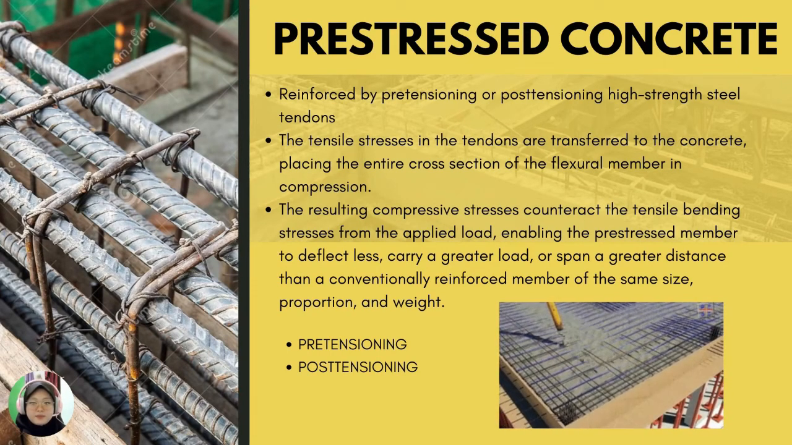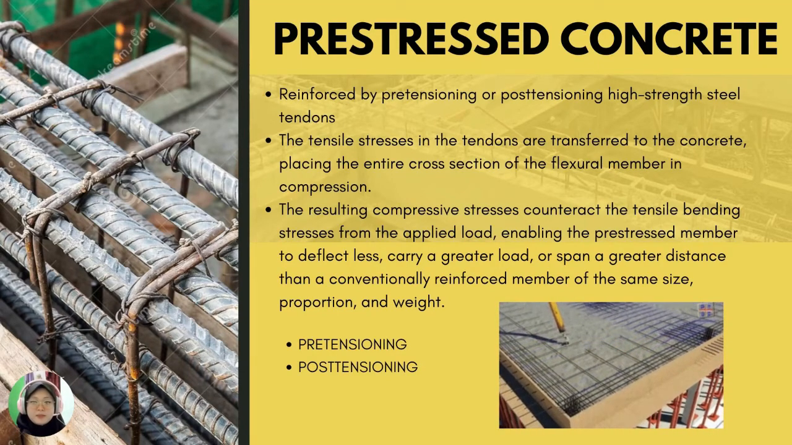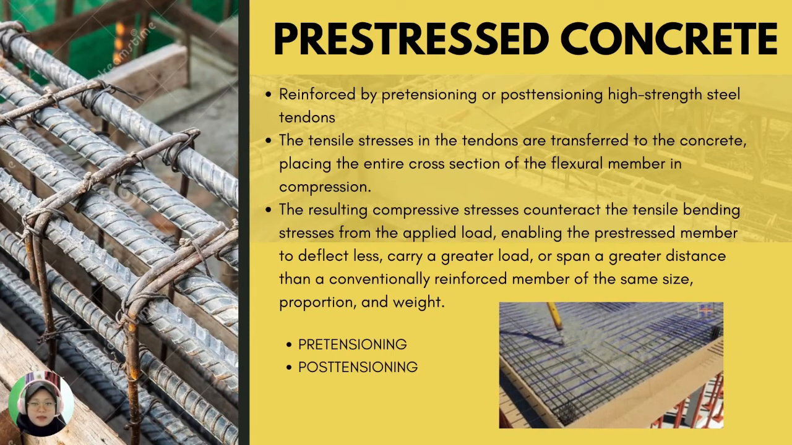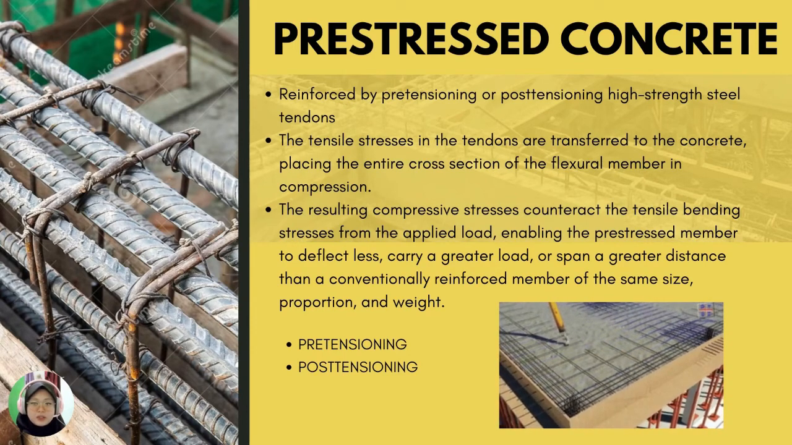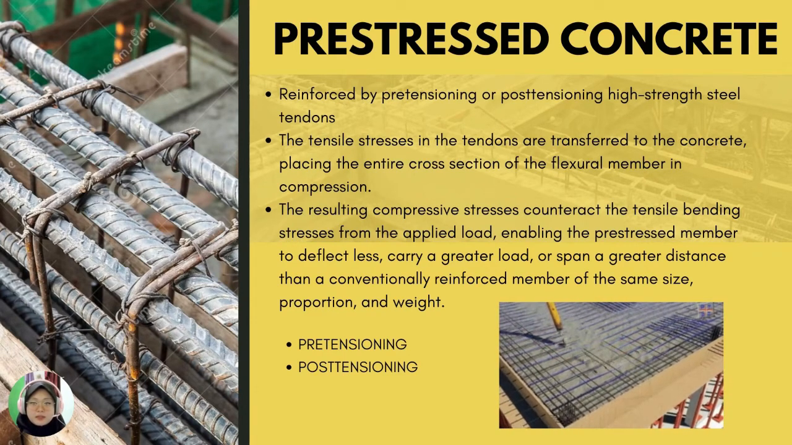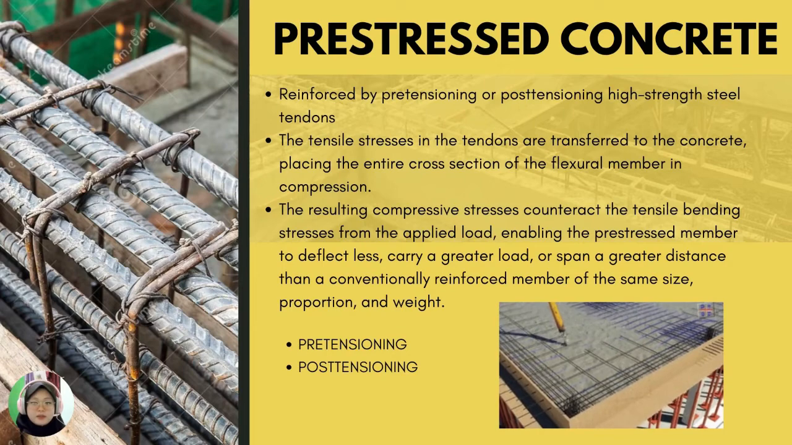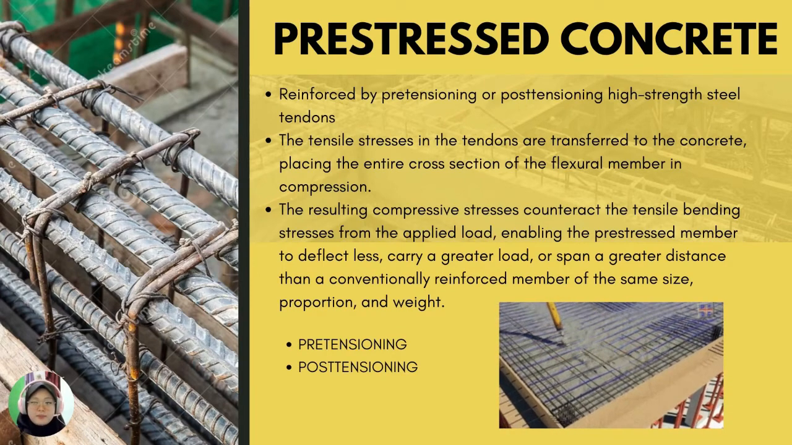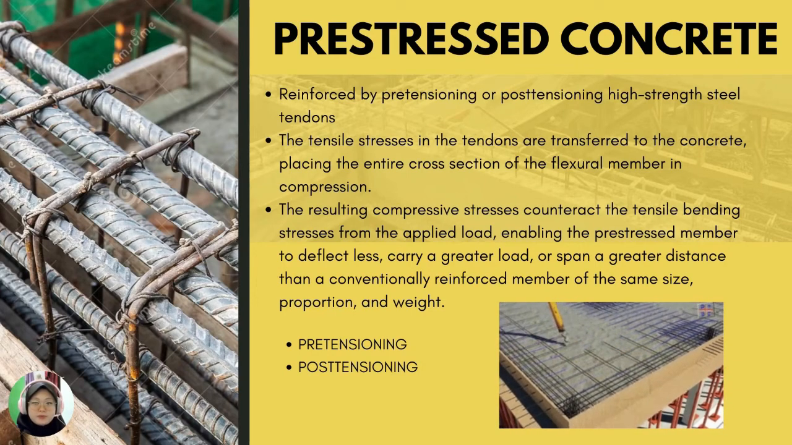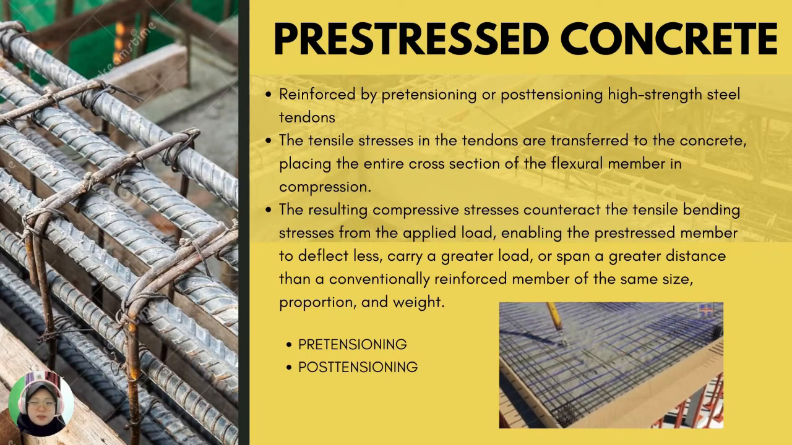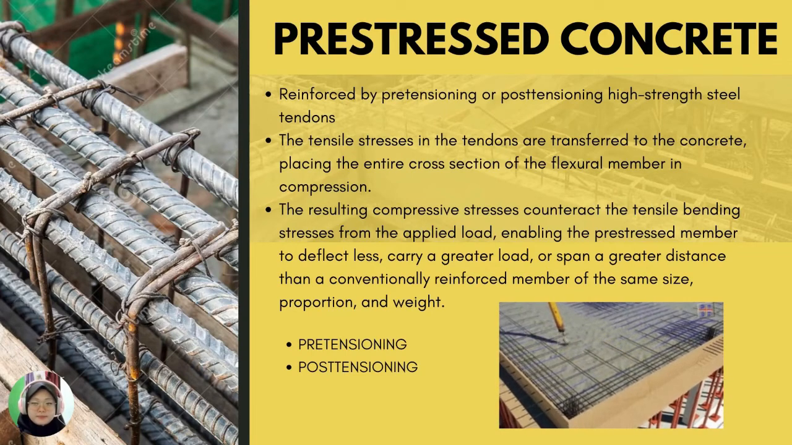The resulting compressive stresses counteract the tensile bending stresses from the applied load, enabling the pre-stressed member to deflect less, carry a greater load, or span a greater distance than a conventionally reinforced member of the same size, proportion, and width. So there are two types of pre-stressing techniques. Pre-tensioning is accomplished in the precasting frame, while post-tensioning is usually performed at the building site, especially when the structural units are too large to transport from factory to site.